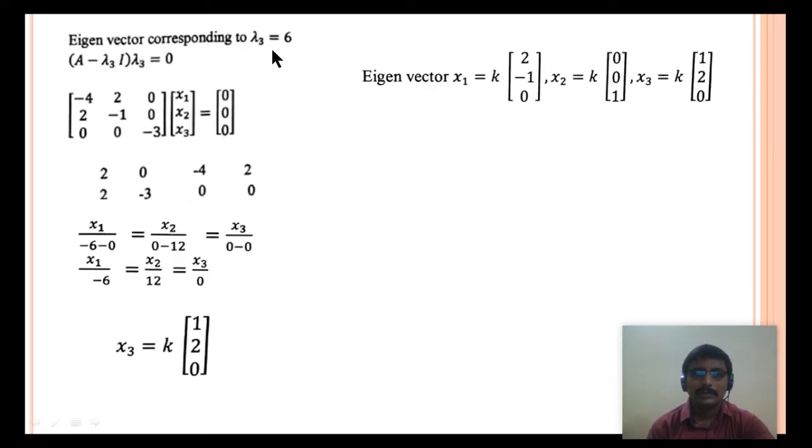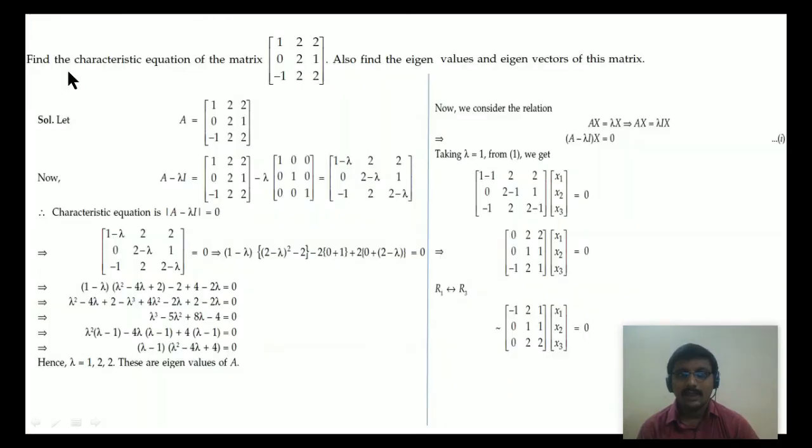Now the eigenvector corresponding to the last eigenvalue, that is lambda equal to 6. So we will have (A minus lambda 3 I) x3 equal to 0. Slight mistake there, this one is x3 equal to 0. What is x3 here? Matrix of x1, x2, x3 equal to the null matrix O, (0, 0, 0). Same as above, we solve using the cross multiplication method.